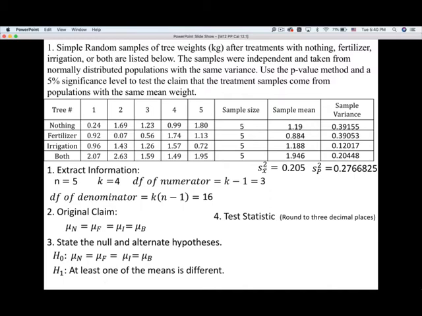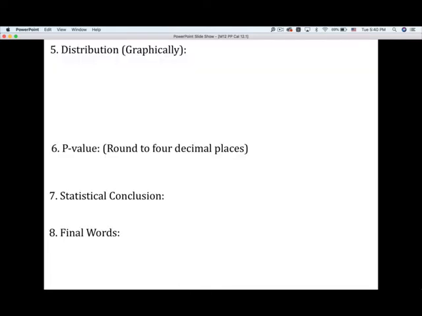Okay, test statistic. So plug in the number, you know the N, you know the variance of the sample mean, you know the mean of the sample variance. Plug it in, show me your work. You should get this guy. This is the test statistic. Okay, distribution. F distribution is skewed to the right, and we are always working on the right tail. So this is my test statistic.